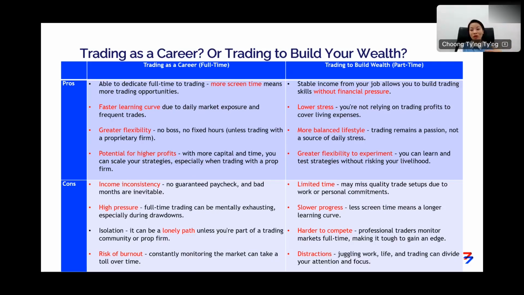as a part-time, meaning we are looking at part-time itself. The pros is that you do not have financial pressure. You are not going to suffer any financial pressure because your income or the monthly expenses that you require will be covered by your full-time job. So you do not have any financial pressure.